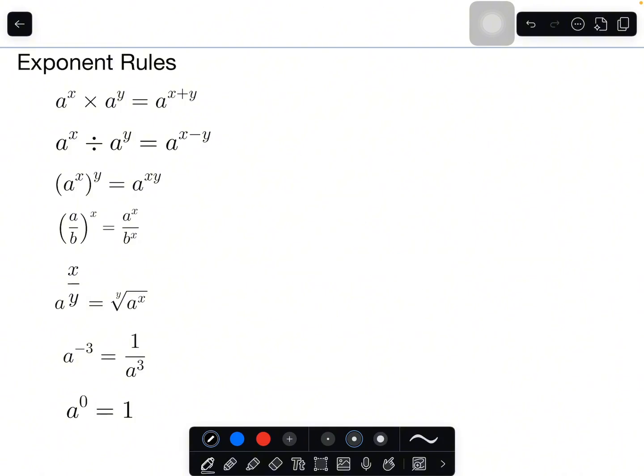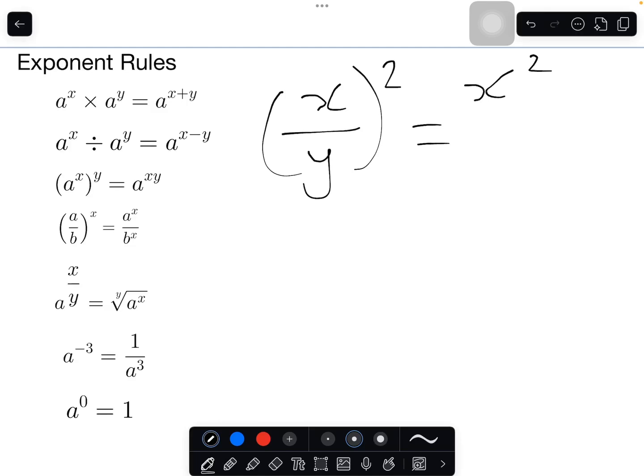Let's move on to if we have a fraction. So if I have x over y to the power 2, as you can see with our rule here, it will then become x squared over y squared. There's not much explanation into this. You're just applying the power to both of them.